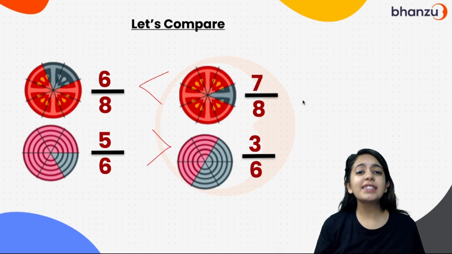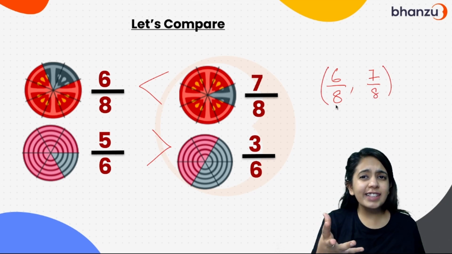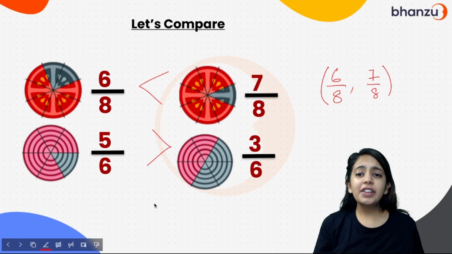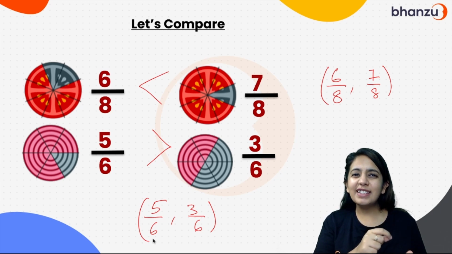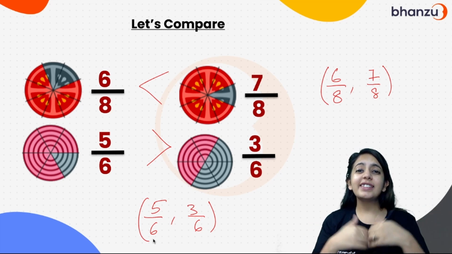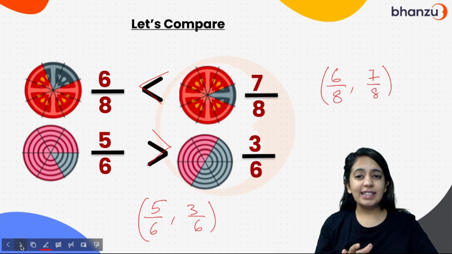And why? Because these are like fractions. 6/8 and 7/8 are like fractions. So we just need to compare the numerators. And over here as well, 5/6 and 3/6 are like fractions. So again, we just need to compare the numerators and greater the numerator, greater is the fraction. Amazing. Now let's move on to the next question.